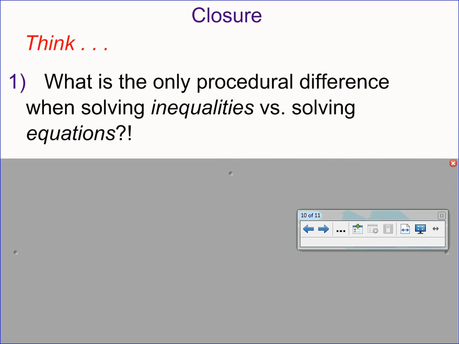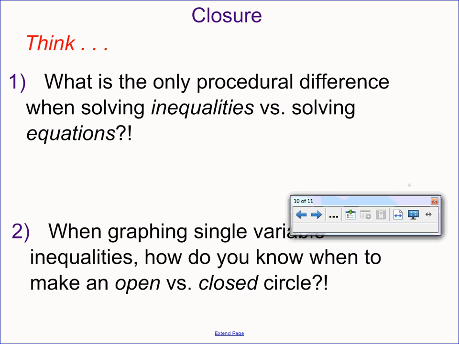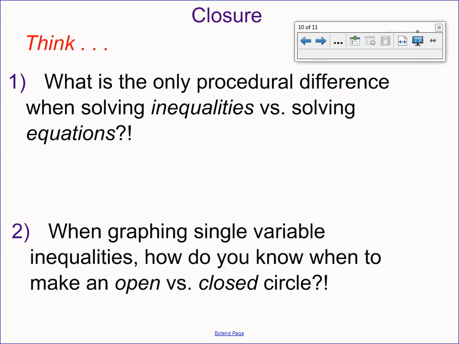What's the only procedural difference when solving inequalities versus solving equations? The only thing I do procedurally differently when I solve algebraically. And second, when graphing single variable inequalities, how do you know when to make an open versus closed circle? Go ahead and be ready to share your responses. I'm just going to give you guys about a minute to get those ready.